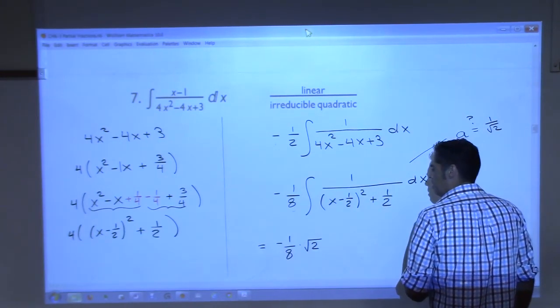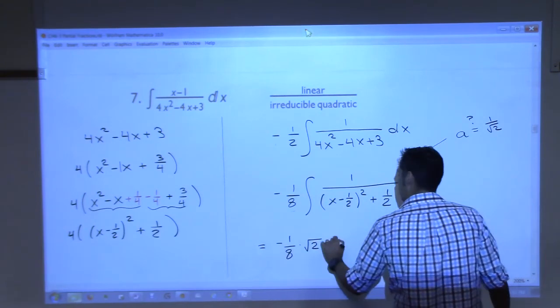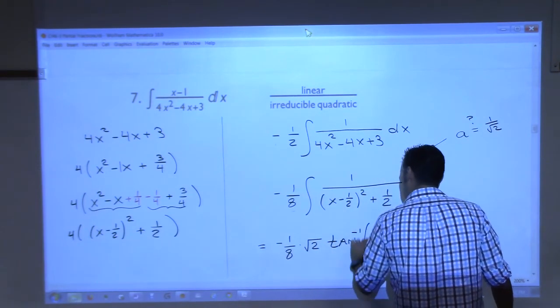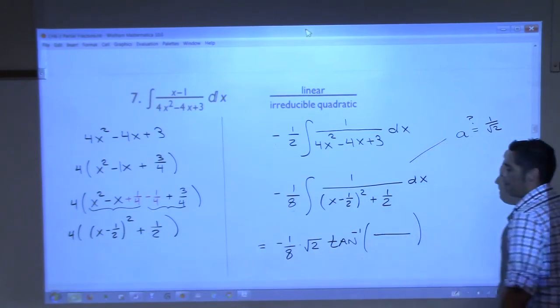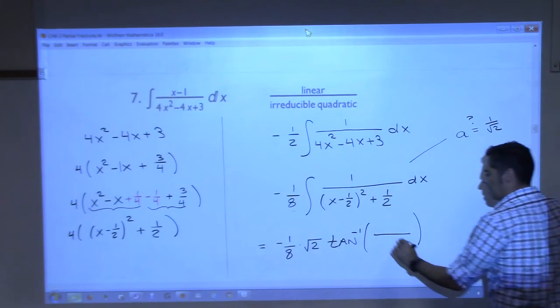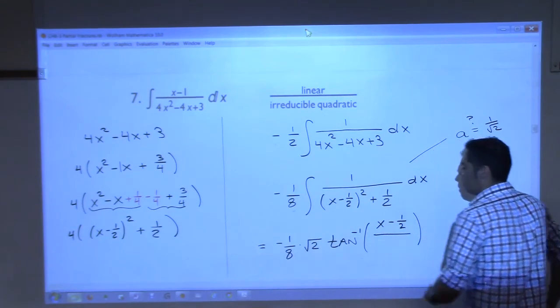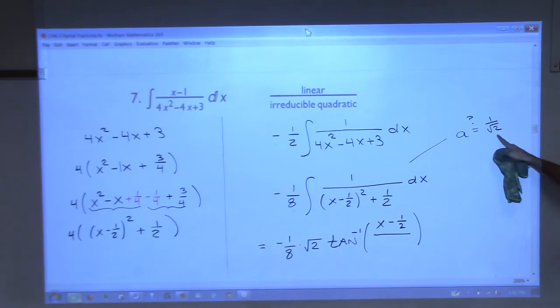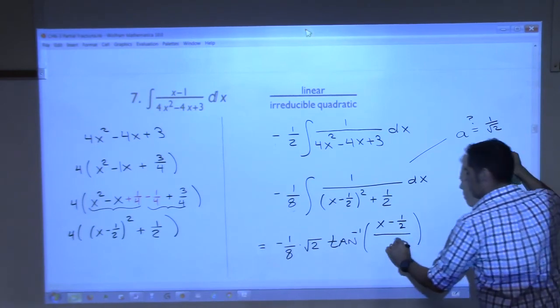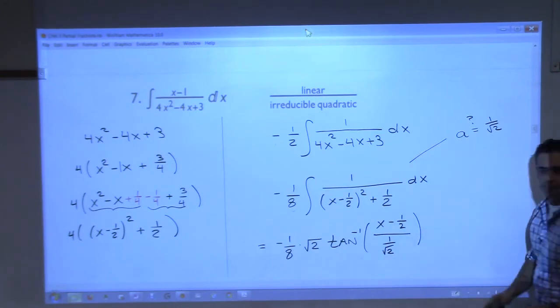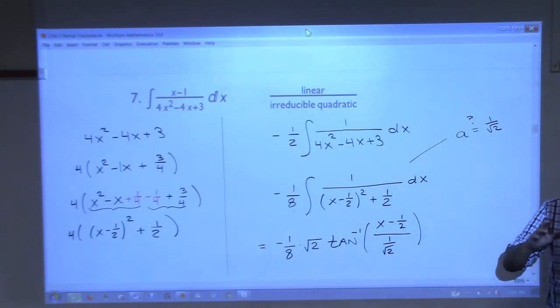And then arctan of x minus a half over a, which is this. Were you using the natural log one? No? Yes. Okay, so you're okay with why it's arctan? Okay. That's it, right? Plus c. Well, I still have to paste the other part onto the front, so I'm not quite done.